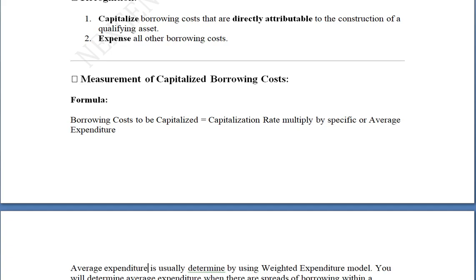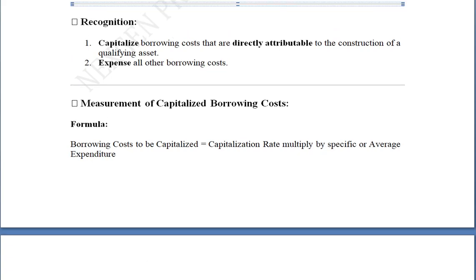Recognition now. For you to recognize borrowing cost in the financial statement, number one, it must be directly attributable. Very, very important. That is, it is directly concerned with a borrowing for the production, construction or acquisition of a qualifying asset. That's the key one. So please take note of that. Now, that is it for recognition. Now, let's go to the measurement.